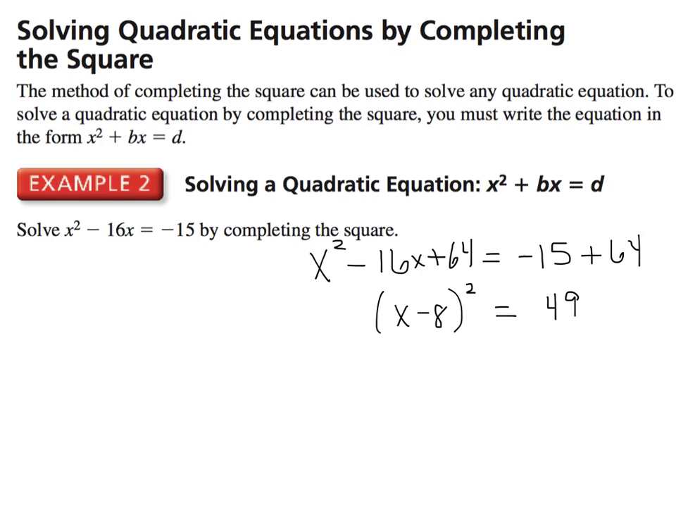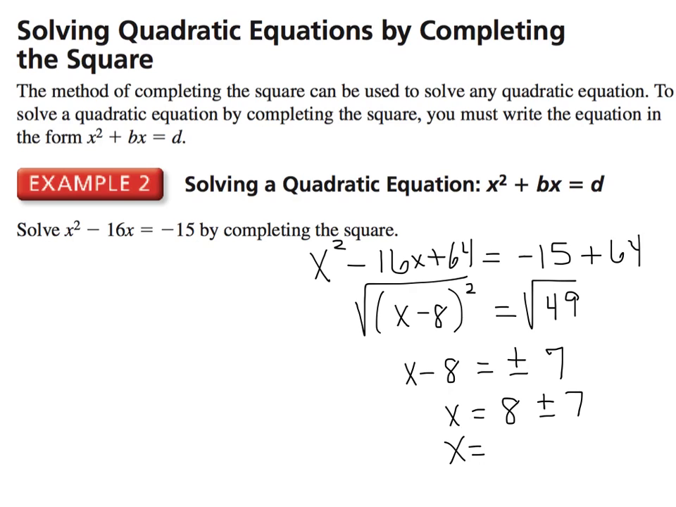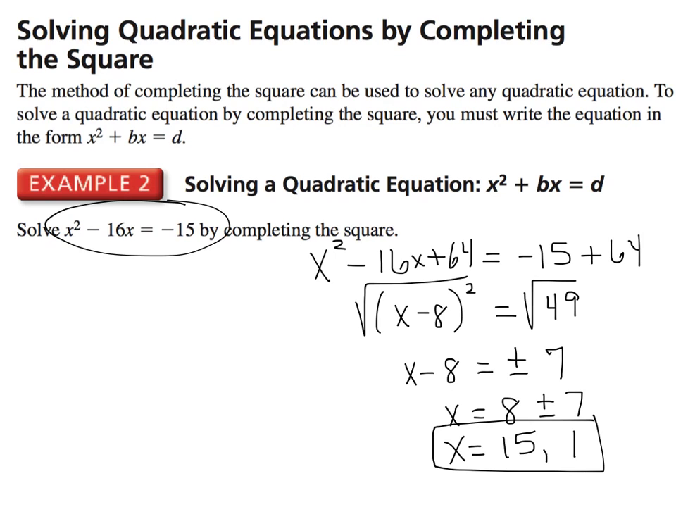I then follow the rules of squaring both sides, or the square root property. So I take the square root, I take the square root. That gives me x minus 8 equals positive and negative 7. I then add 8 to both sides, and I get 8 plus or minus 7, which gives me the two answers of 8 plus 7, which is 15, and 8 minus 7, which is 1. If I plug both of those back into the equation to see if they worked, they would. They are both solutions.